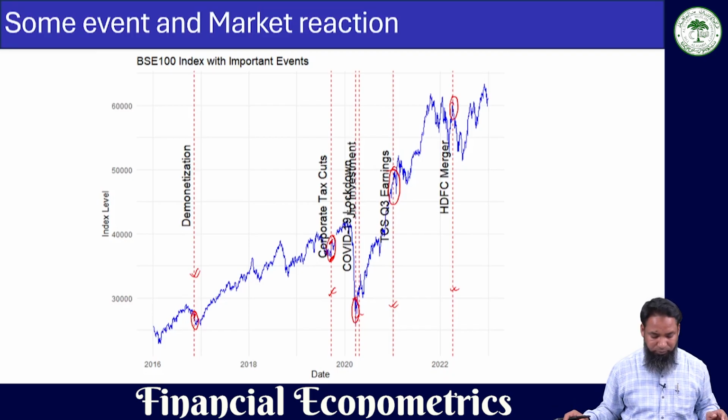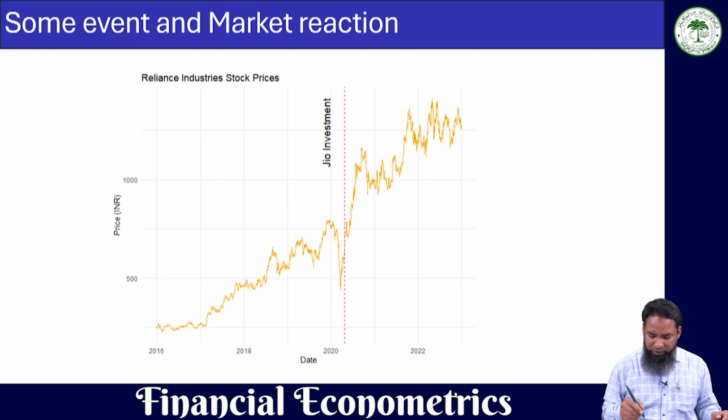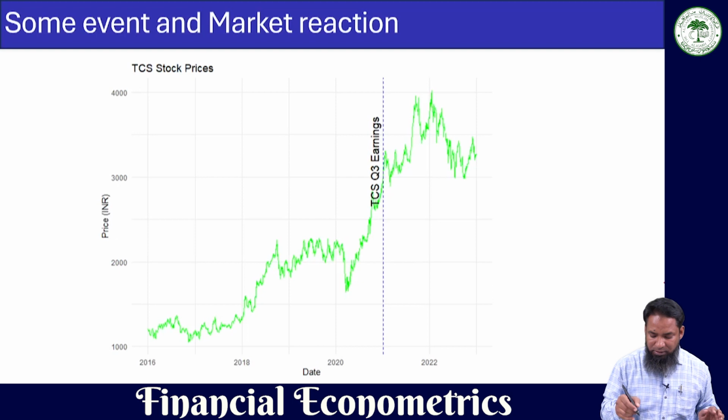Similarly, if we take a particular company, for example, Reliance Industries, this is the stock price of Reliance Industries. It represents the valuation of a particular firm. So they announced that they will make an investment in the new company named Jio. So we can see here there is a fluctuation. So what is the impact of that? If you want to know or quantify that, that's nothing but part of the event study analysis. Or we can think of the TCS. Here when they announced the earnings, what happened? Those are the certain fluctuations we can observe here.